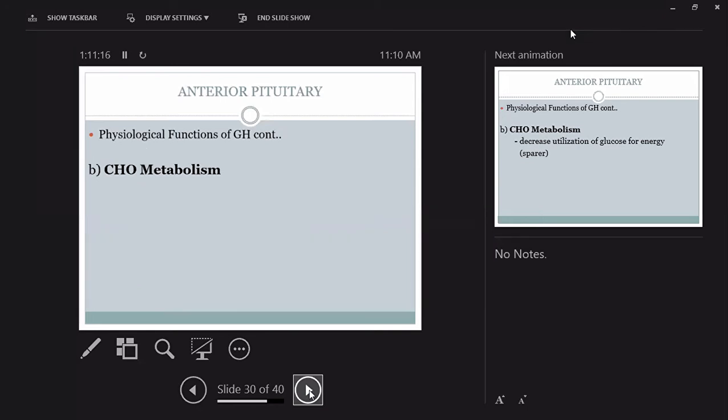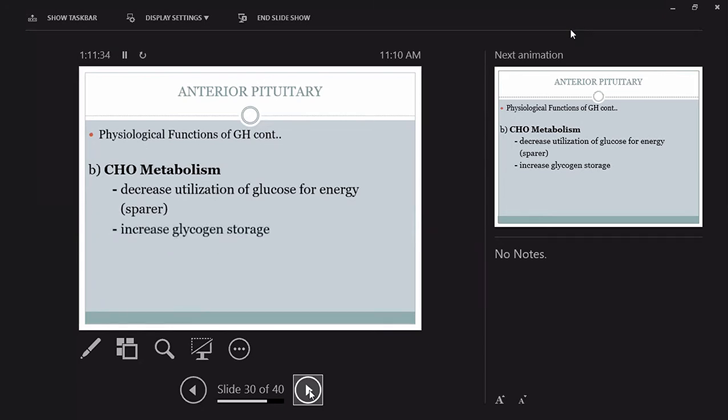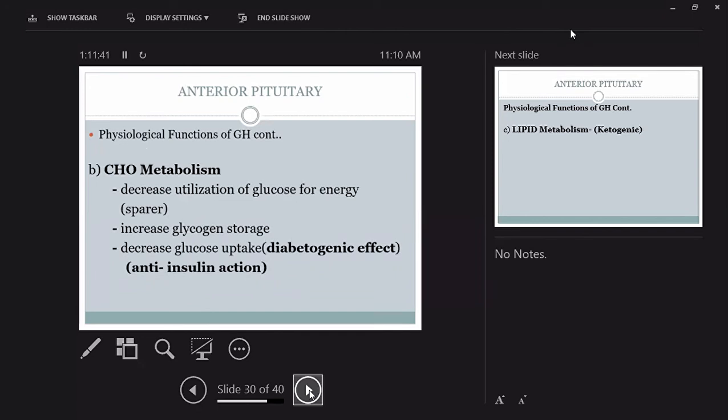On carbohydrate metabolism, it decreases utilization of glucose for energy. It is an energy sparer, a carbohydrate sparer. Increase glycogen storage. Decrease glucose uptake. So it has a diabetogenic effect and it has an anti-insulin action.